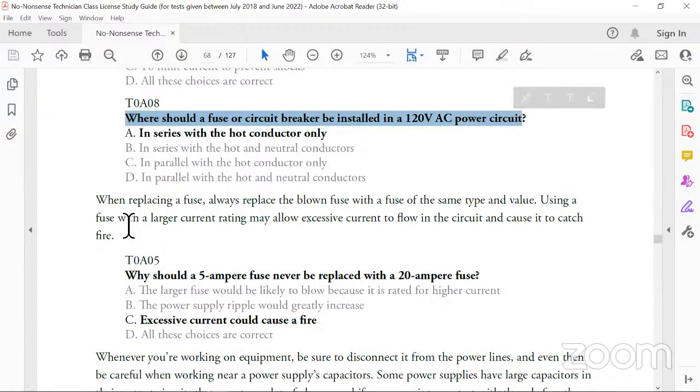All right, so more questions. Where should a fuse or circuit breaker be installed in a 120 volts AC power circuit? So remember, we said it's not the neutral, it's not the ground. We install a fuse or a circuit breaker in series with the hot conductor or the live conductor only.